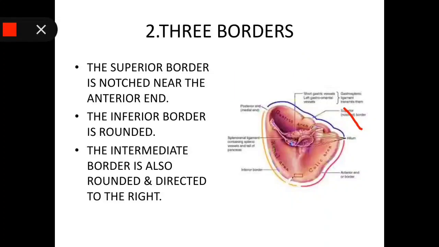3 borders. The superior border is notched near the anterior end. The inferior border is rounded. The intermediate border is also rounded and directed to the right.